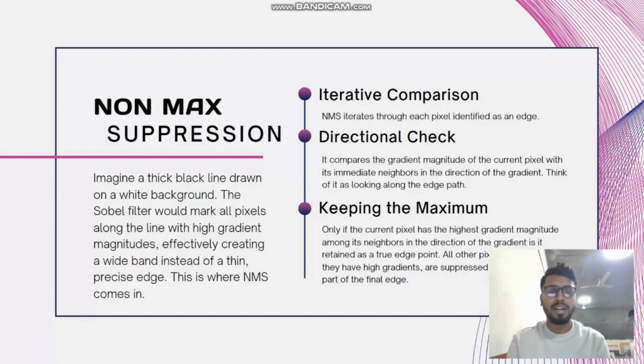The third part is keeping the maximum. Only if the current pixel has the highest gradient magnitude among its neighbors in the direction of the gradient is it retained as a true edge point. All other pixels, even though they have high gradients, are suppressed and not considered part of the final edge. This is very close to what we've studied in the course during thinning.